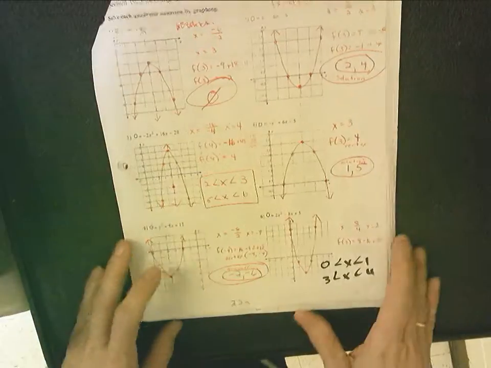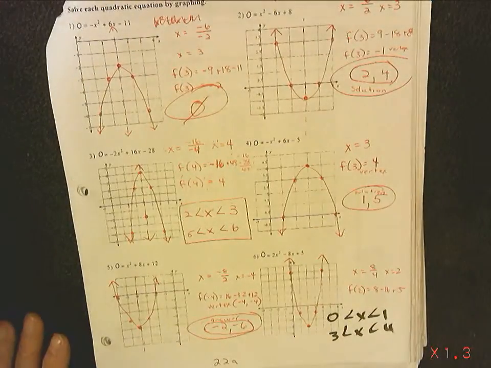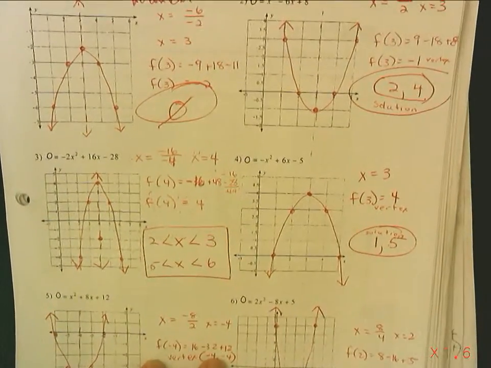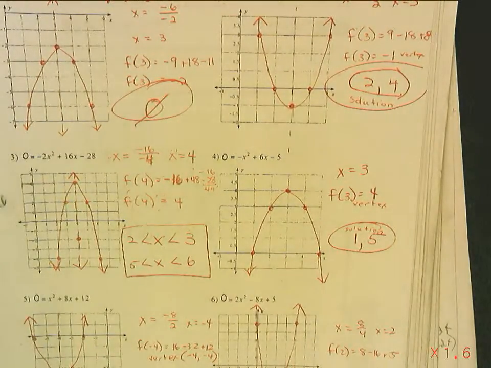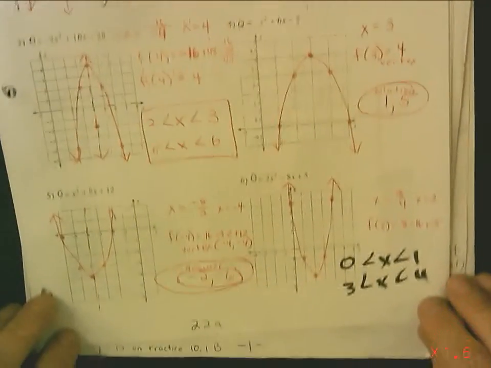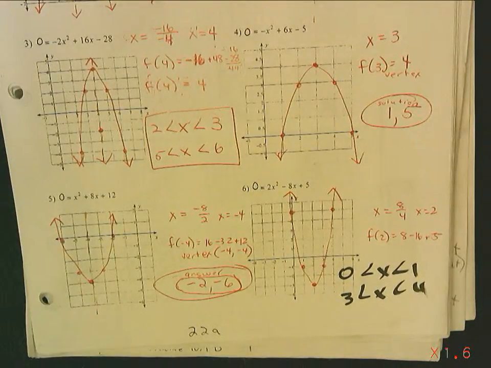So here are your answers. So, okay, number 1 was no solution. Number 2, 2, 4. Number 4, 1, 5. And then number 5 is negative 2, negative 6. And number 6, x is in between 0 and 1, and 3 and 4.